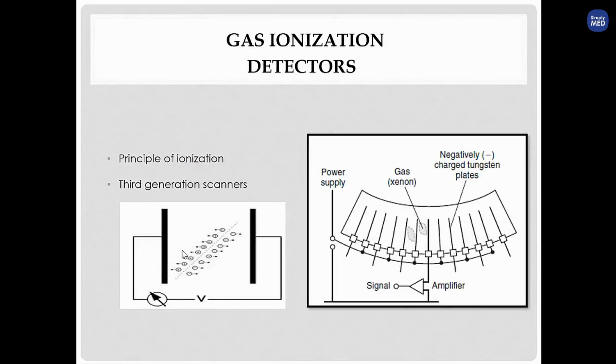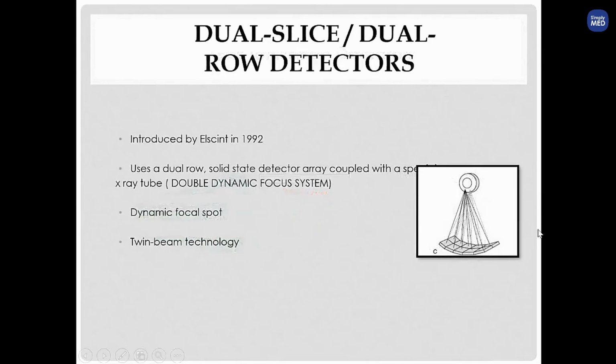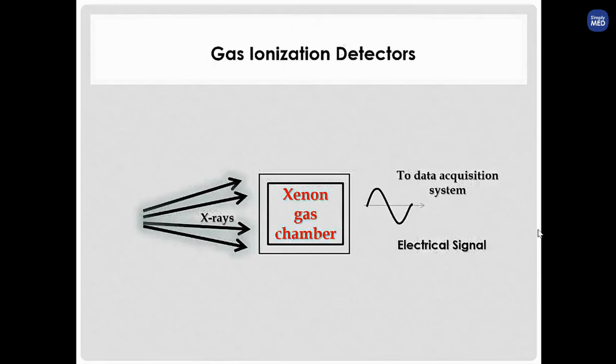Next, we have the gas ionization detector, which was used in the third generation. It works on the principle of gas ionization. There is a negatively charged plate and a gas, usually xenon. When the radiation hits, there is ionization of the gas. The positive charge goes to the negative plate, and the negative charge goes to the positive plate, and the signal is later amplified. So it's X-ray to the gas chamber to the data acquisition system. This gas ionization we also discussed in the nuclear medicine class.